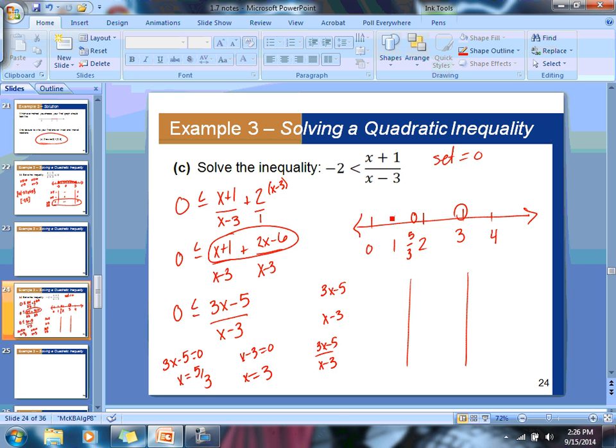So if I pick 0, and I substitute it in here, 3 times 0 is 0 minus 5, that gives me a negative value. 0 minus 3, that's another negative. Negative divided by negative, that's positive.